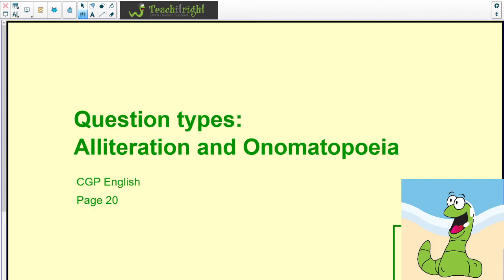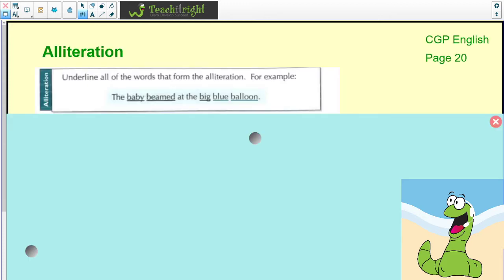So let's move on to the first thing we're going to look at, and this is going to be on page 20 in your CGP English book, and we're going to be looking at alliterations and onomatopoeias. So let's have a look first of all at alliterations. This is the first thing we're going to look at. So what is an alliteration? Well, an alliteration is a series of words that have the same sound at the beginning.